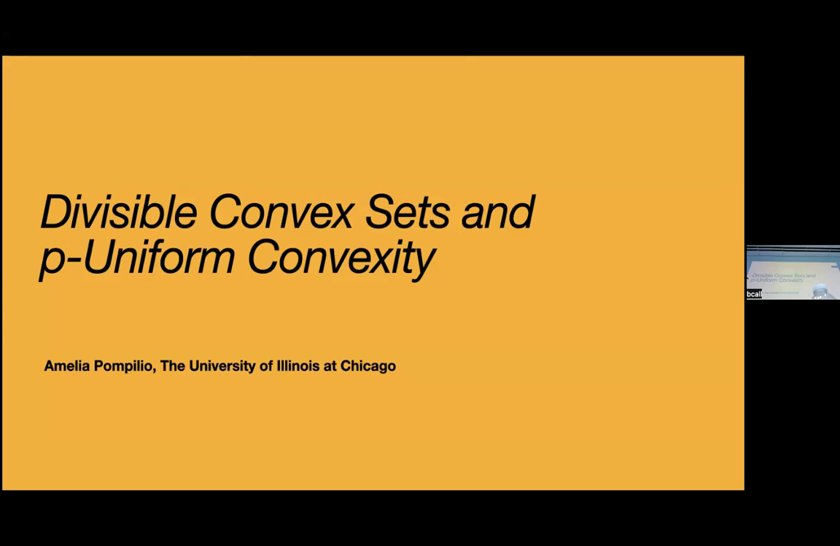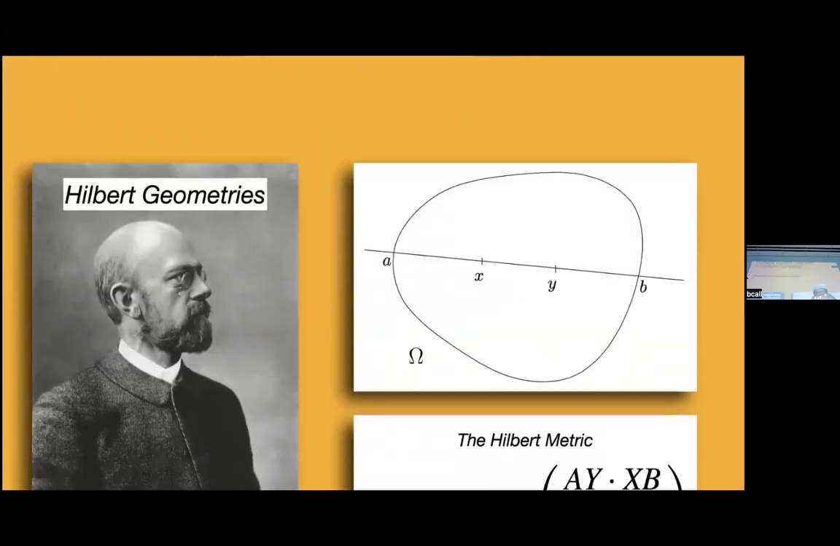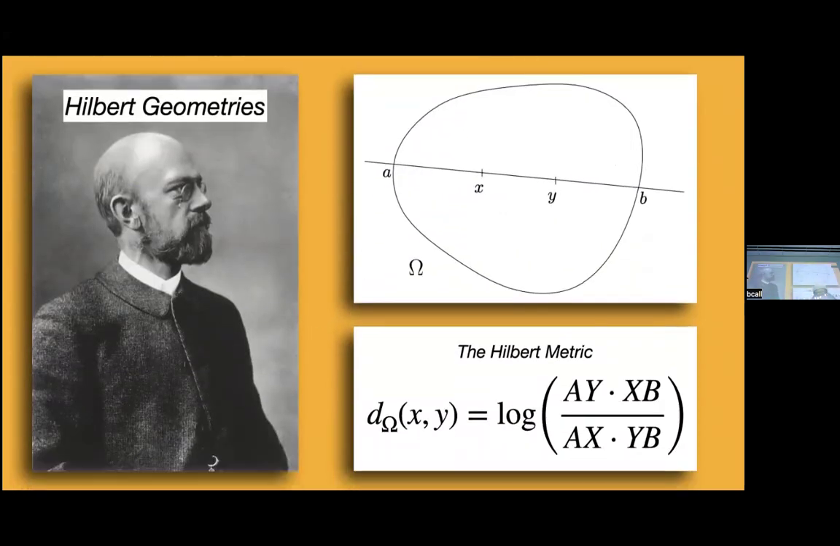Okay, so I owe you two definitions immediately. I'll be talking to you about divisible convex sets and P-uniform convexity. So first, on the left, you will see what David Hilbert looks like when he's not wearing a hat. And then on the right, you'll see the two things that you need in order to define a Hilbert geometry. So you start with some omega, which is just a convex set. It doesn't have to be strictly convex, but in this talk, they will be.